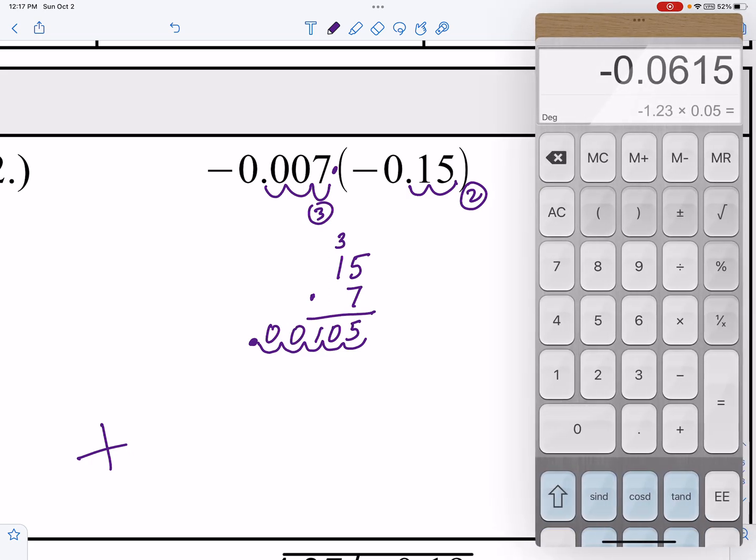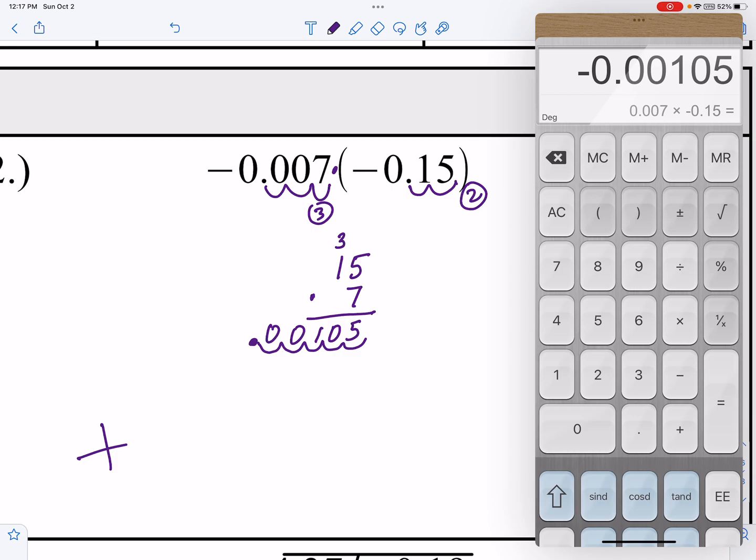I'm going to check my work real quick. So 0.007 times, and that was negative, times 0.15 negative equals, there we go.